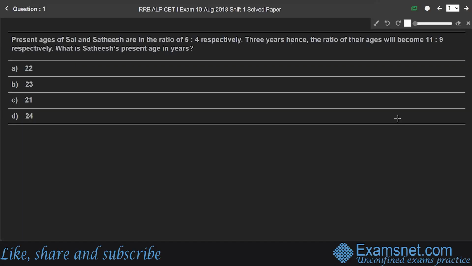Hello students, today we are going to solve the Railway Recruitment Board Assistant Locomotive Pilot Exam. Railway Recruitment Board, RRB, Assistant Locomotive Pilot. RRB ALP exam 10th August 2018 paper.